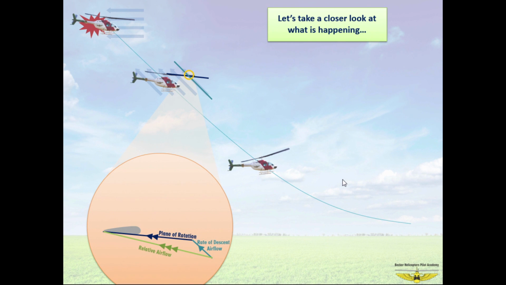The chord line and the relative airflow. So there we go. So we've got an angle, we actually got a positive angle of attack. Not a big one, not a small one, we've got an angle of attack. We've got some lift being produced.